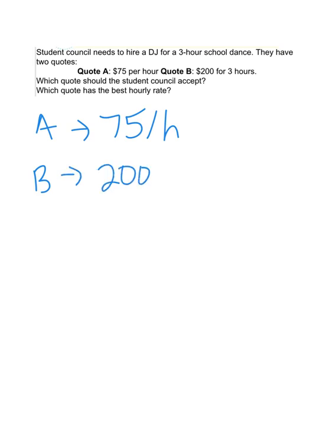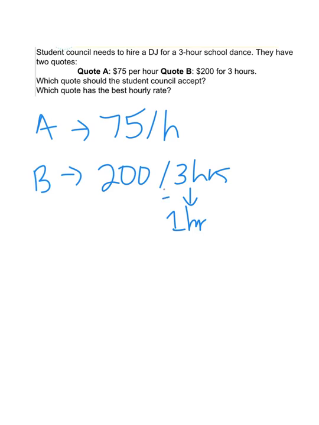now we've got $200 for every 3 hours. I want to reduce this so I can find out what is the fee for every hour. So I want to go from that 3 hours down to one. And so in order to get from 3 hours to 1 hour, I have to divide.